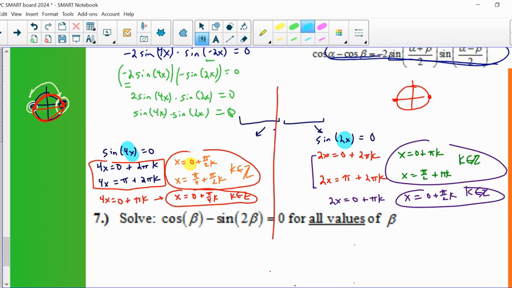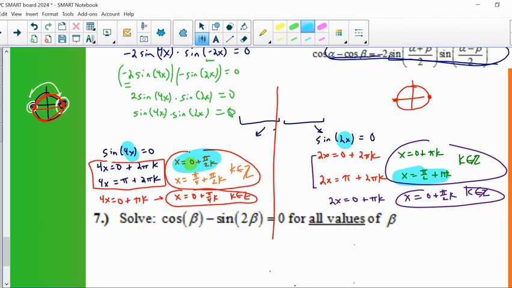So the fact that they're not relatively prime means that you're going to get some overlap. In other words, you're going to be repeating some solutions. That's okay. It's okay to be redundant in this case. So realize that I'm going to get pi over 2 out of this solution, and I'm also getting pi over 2 out of this solution. That's okay. It's okay to represent them more than once.